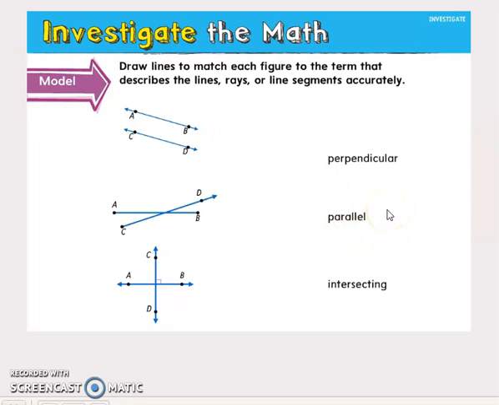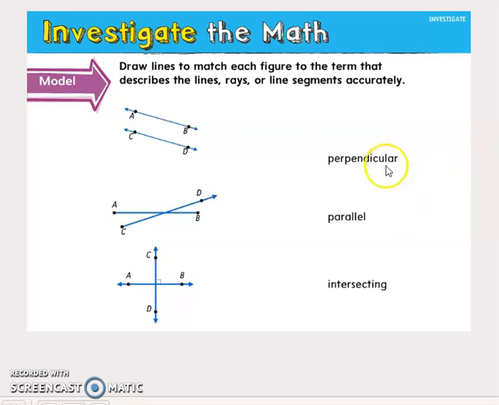Parallel means that you have two figures, line segments, rays, lines that are the same distance apart and they don't touch. Okay, so if it is a line and they go on and on forever, they will never touch. They stay the same distance apart forever.